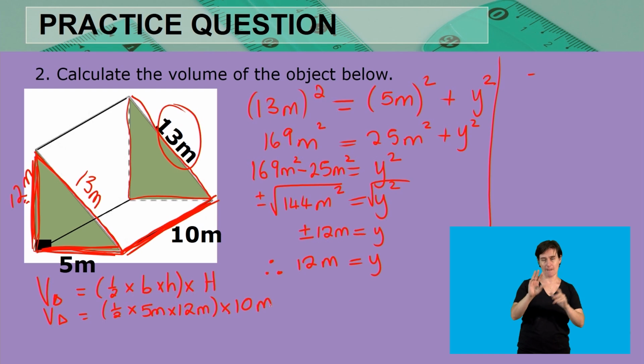So that brings the volume of our triangular prism to, remember, we are going to say 1/2 multiplied by the 5 meters multiplied by the 12 meters. And that answer we are going to multiply by the 10 meters. That is going to give us a volume of 300 meters cubed. And that is going to be our final answer for the volume of that prism.